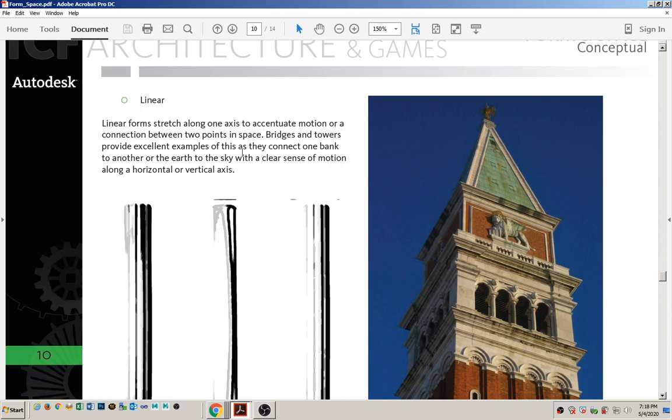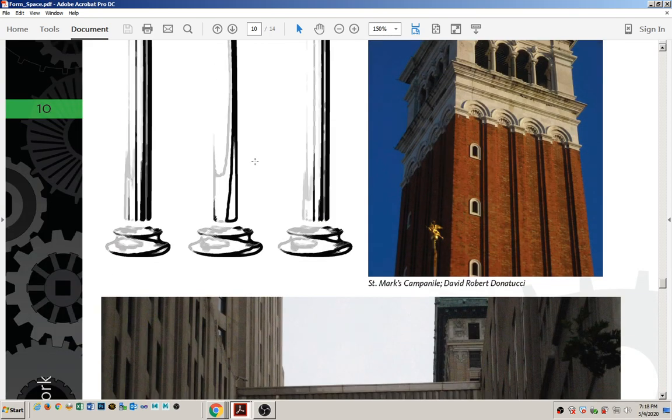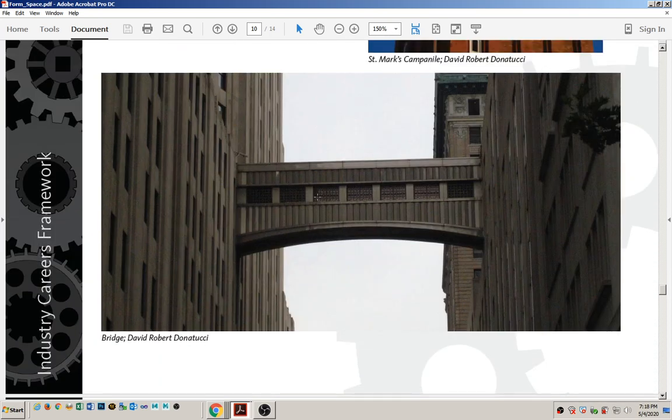So if you connect things horizontally, the purpose is to imply a sense of connection between not the heaven and the earth, but a more practical connection between maybe one side of a gorge to the other side of a gorge using a bridge. So a bridge is a linear order of form. All right, so again, if you're thinking about something that tries to connect, whether it's the earth to the heavens or one side of a gorge to another, you're thinking more of a linear order of form. So here we have a horizontal linear order of form.